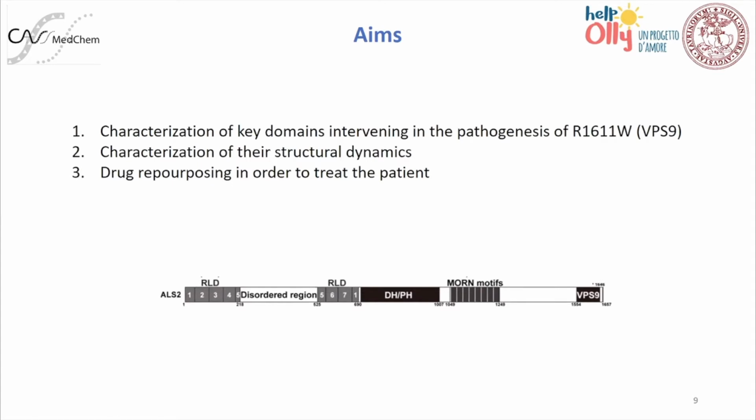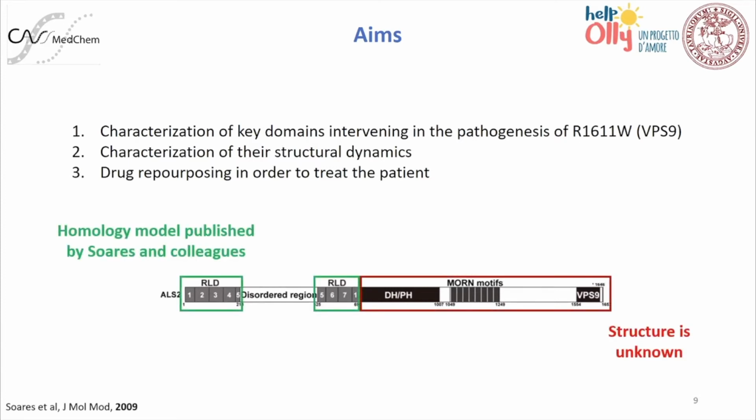pathogenesis of this specific mutation giving rise to IAHSP, the characterization of the structural dynamics, and the repurposing of some already known drugs in order to treat this single patient. Why did I say characterization of key domains? Because the overall structure of Alsin is not experimentally resolved. What's known is the prediction of the structure of the RLD domain, but all the other domains, and I stress it again, VPS9, is unknown.